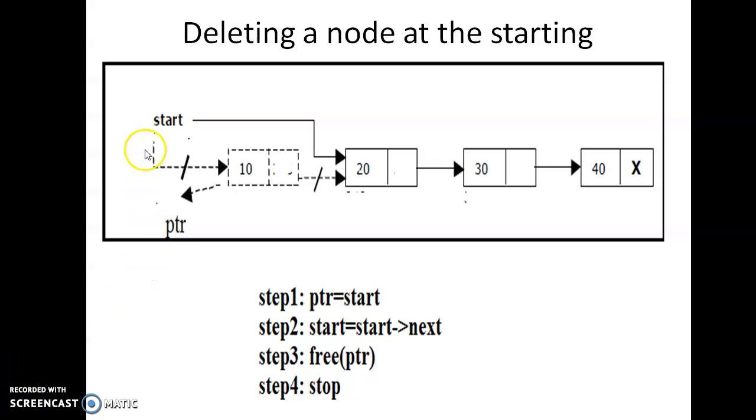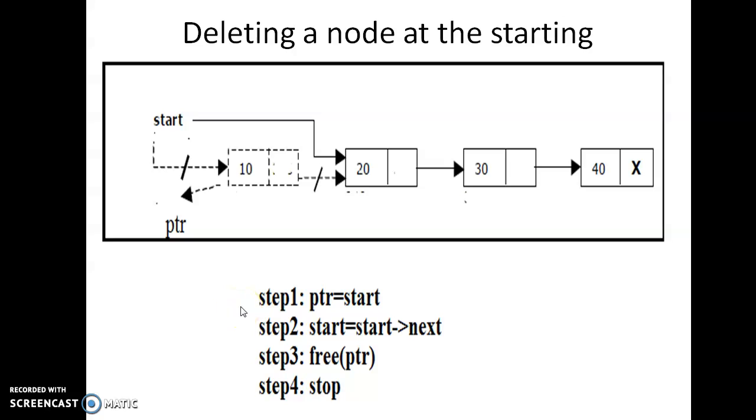See, in this example, the start is pointing to the starting node, that is 10. 10 is linked to the 20. Now we want to delete the first element of the linked list. So to remove this particular node, what we want to do is change the start. Now we don't want to point it to the first one, we want to point it to the second one. So we are considering the starting node as PTR. Now the start has to point to the PTR of next.